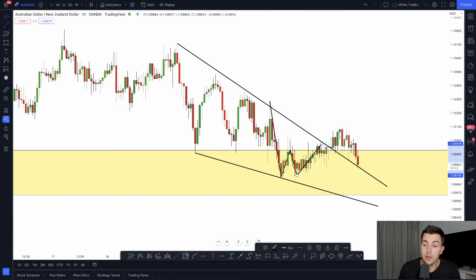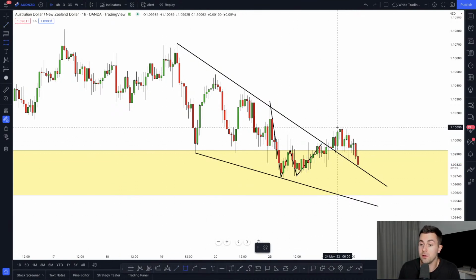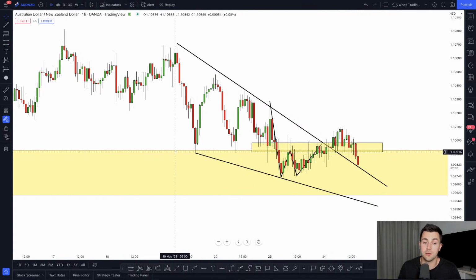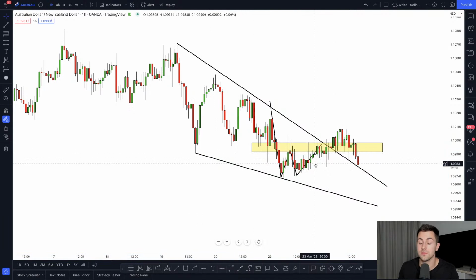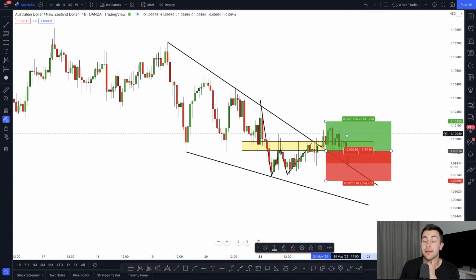Take a look what happened with the pair this morning. Again, we broke the resistance of the wedge to the upside. We broke the neckline of this double bottom to the upside. You can see that here we got two breakouts. So for that reason, I decided to open a long position, and at the moment, I have an active long trade on the Aussie New Zealand pair.